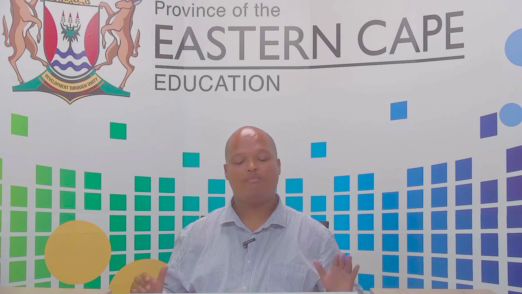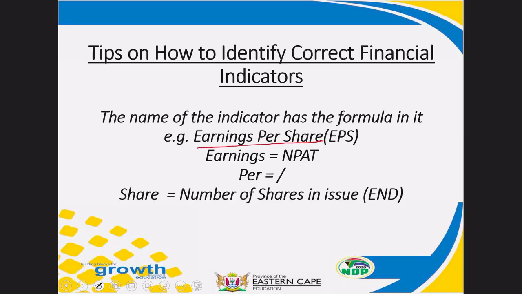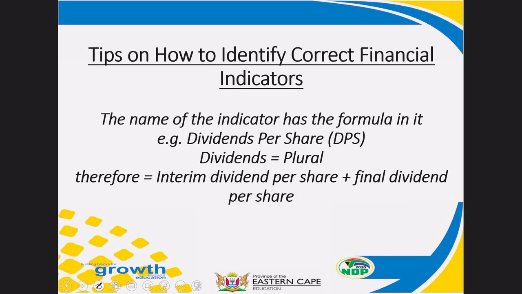Things such as your financial indicators. You need to name the indicator. Also remember, the name of the indicator itself will then give you the formula if you can't remember it. If you look at earnings per share, EPS, you will see earnings, net profit after tax, per, divide by shares, number of shares in issue at the end. The next one, dividends per share, the same thing, dividends plural, meaning interim plus final dividend. You add them together, you get the final answer.